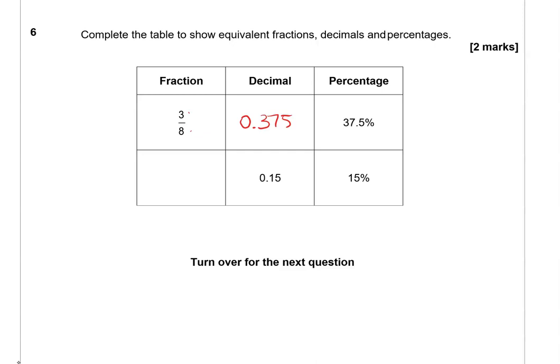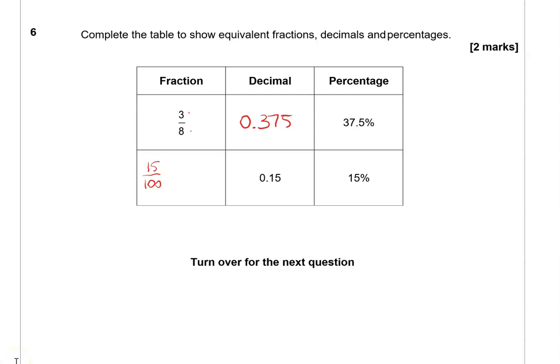Now, we've got 15%, and we've got 0.15. So that is 15 out of 100. You know, percent is out of 100, so 15 over 100, 15 hundredths.